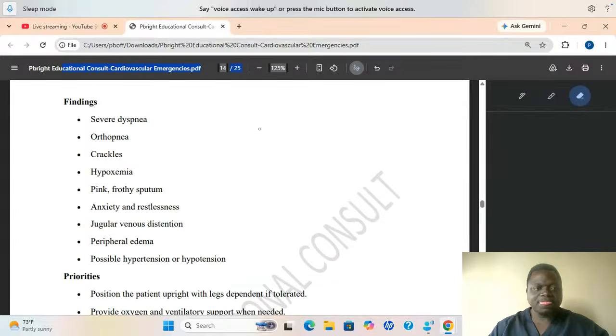So the patient will come with severe dyspnea, orthopnea, crackles, hypoxemia, pink frothy sputum. That should tell you that trouble has come. Anxiety and restlessness, distended jugular veins for heart failure, peripheral edema, and possible hypertension or hypotension. So I'm treating both pulmonary edema and heart failure, fluid accumulation.